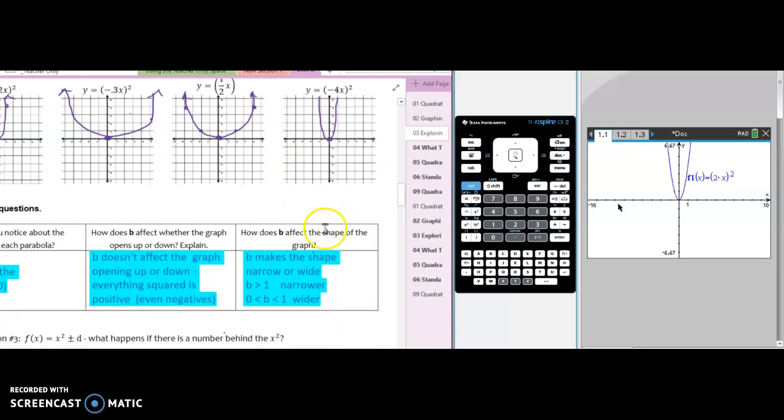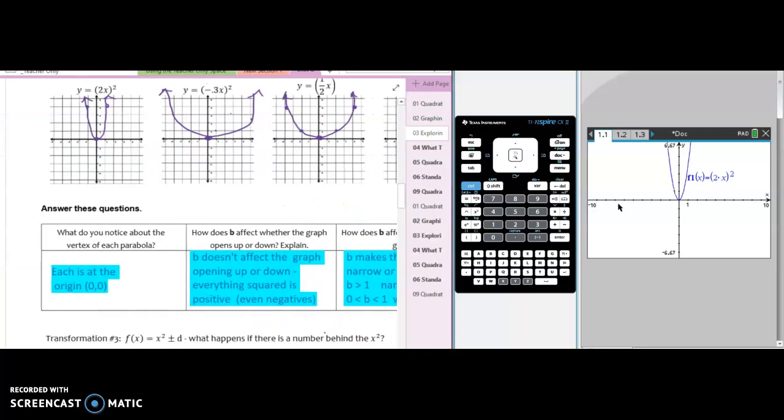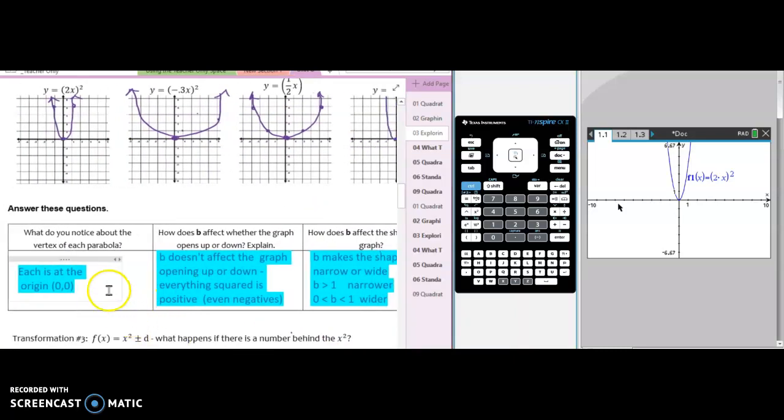Okay, so the questions ask, what do you notice about the vertex of each parabola? And I typed this out so you could see it a little bit better. So if you notice, the vertex still is at the origin. The origin hasn't moved. The vertex hasn't moved. It's still at the origin.